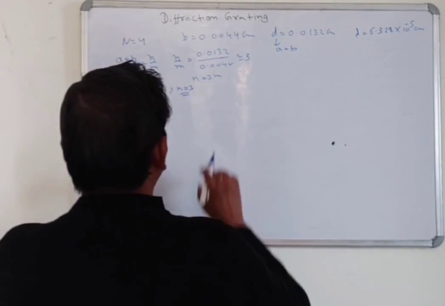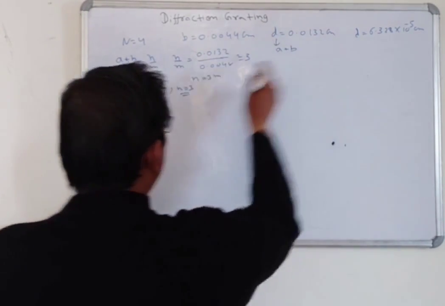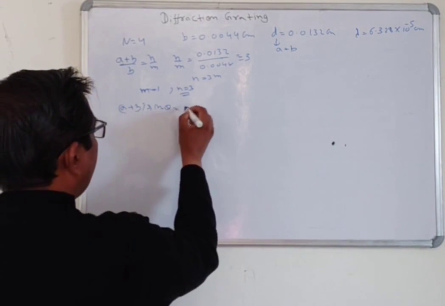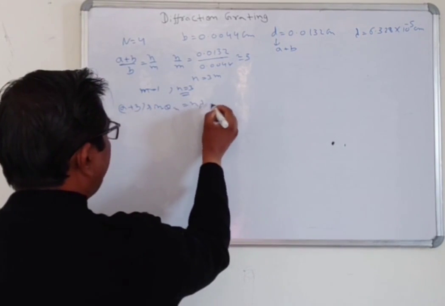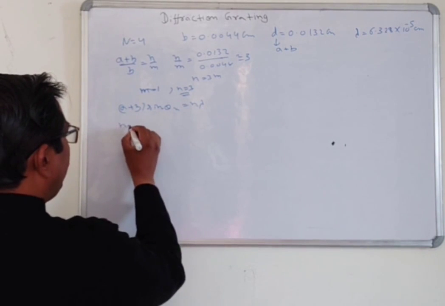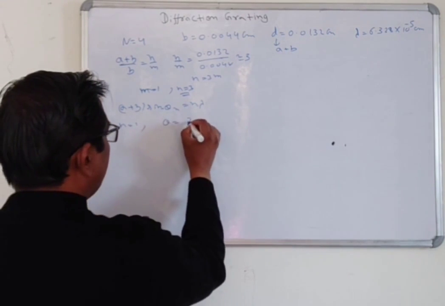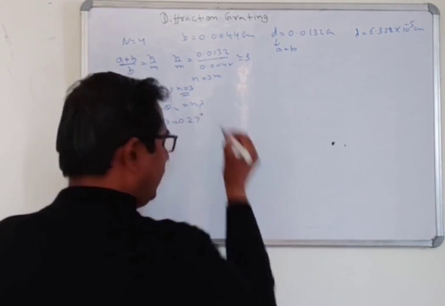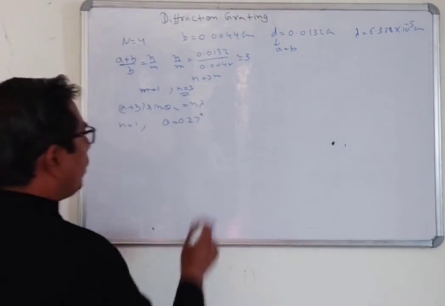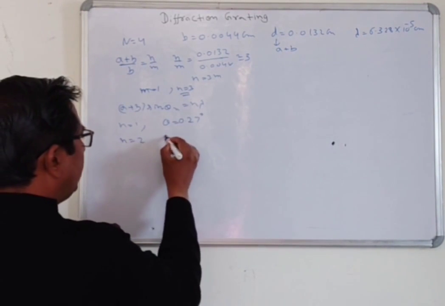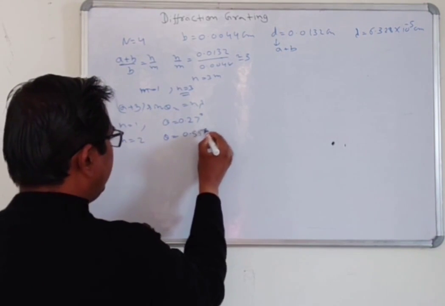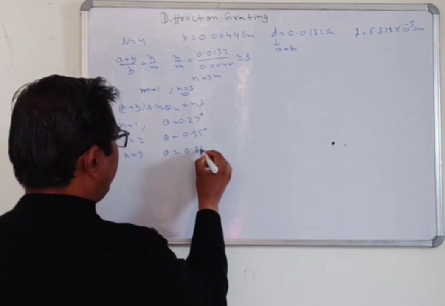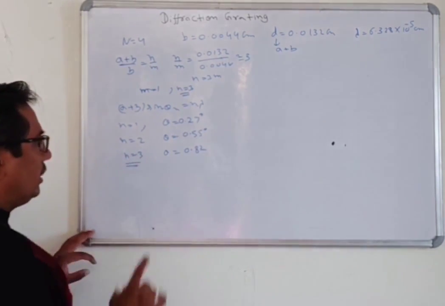Also, you can check from these values: (a + b) sin θ is equal to nλ for the interference condition. For n is equal to 1, θ is equal to 0.27 degree, and n is equal to 2, θ is equal to 0.55 degree, and n is equal to 3, θ is equal to 0.82, and 3 will be missing.